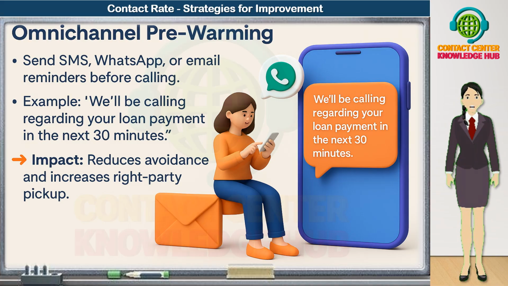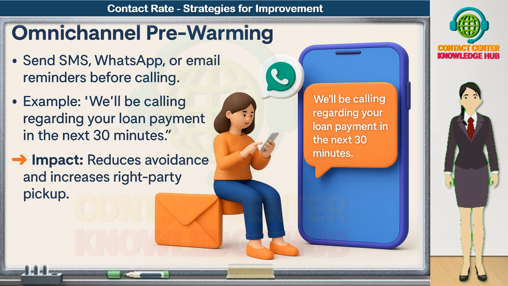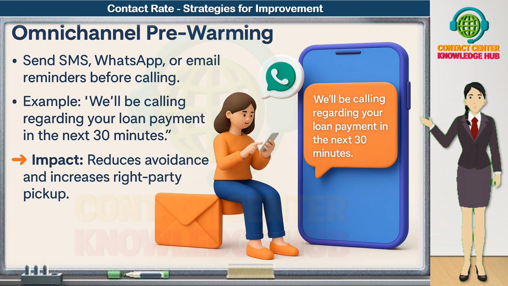Another powerful way to lift your contact rate is through omni-channel pre-warming. Before you make the call, warm up your customers by sending a short SMS, WhatsApp message, or email that clearly explains why you're reaching out. This simple step builds familiarity and reduces the unknown numbers.